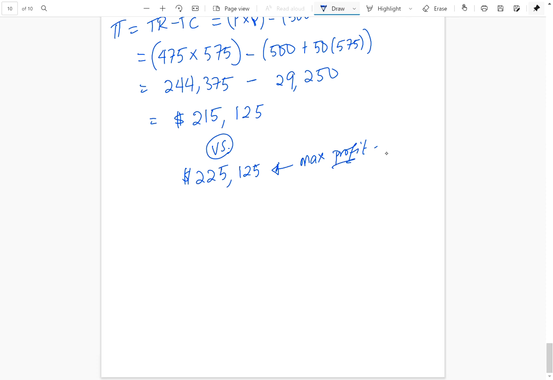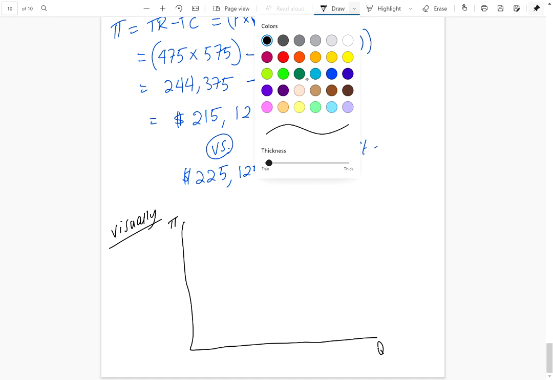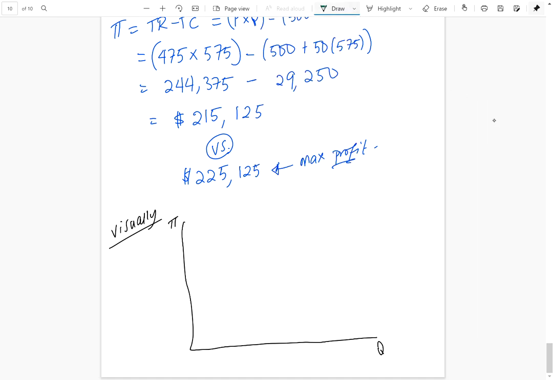Let's see what this means visually. So visually, if we were to draw the profit function, okay, profit and quantity, so we'll see how profit changes as quantity changes. We'll see that profit increases and then decreases. And at this point here, this is our profit max, right? This is the point where there's a line tangent just touching the curve, right? So this is where we're setting the derivative of profit to 0.